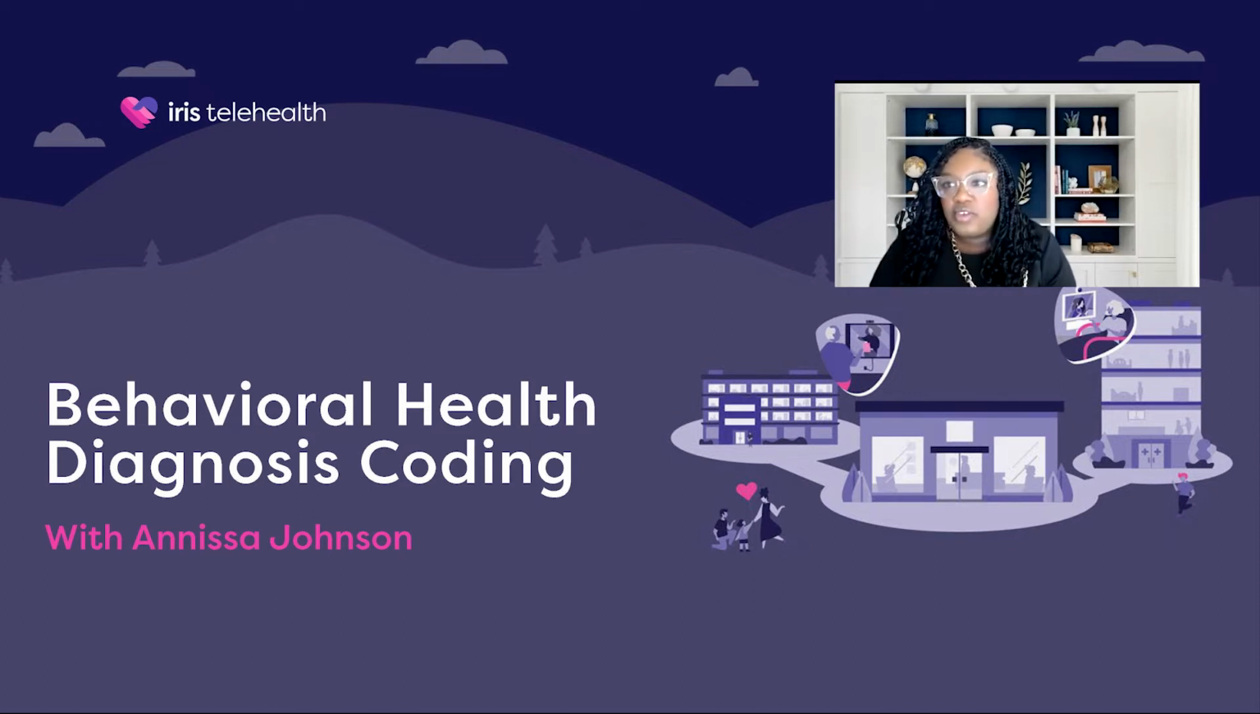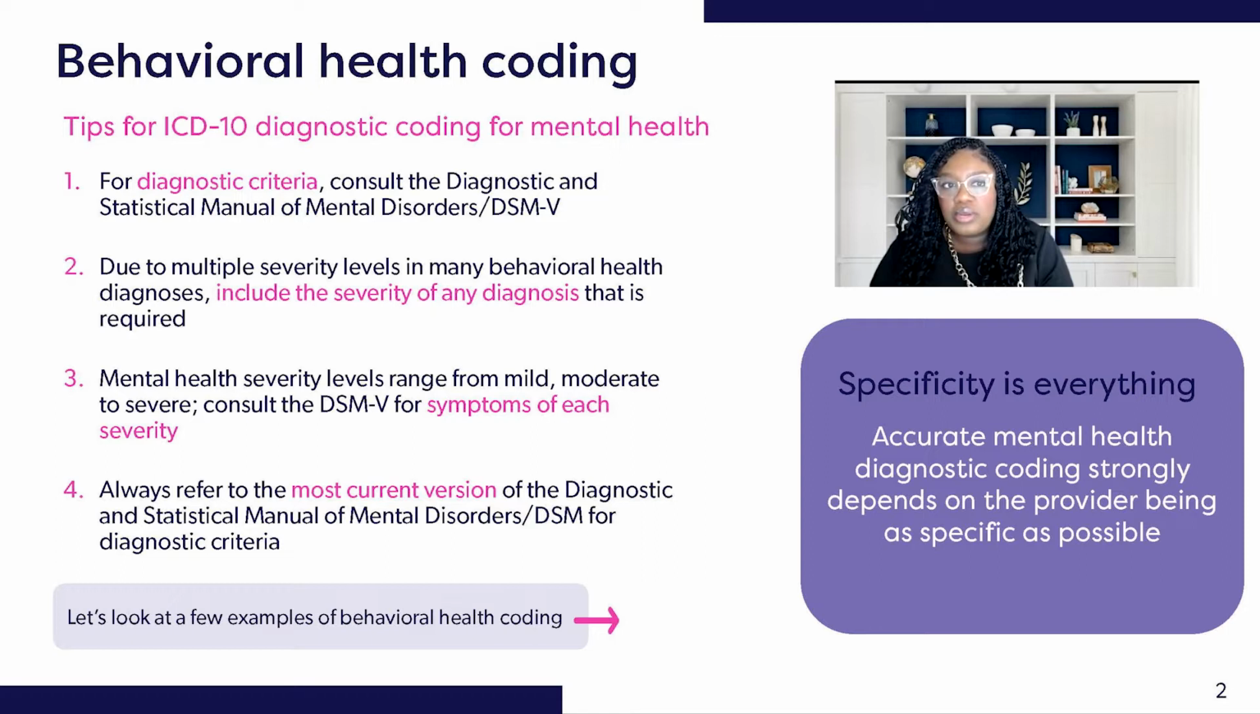Here are some tips for ICD-10 diagnostic coding for mental health codes. For diagnostic criteria, you want to make sure you're consulting the Diagnostic and Statistical Manual of Mental Disorders, also known as the DSM. Right now, they're on version 5. Again, they outline the diagnostic criteria for any mental health diagnosis, substance abuse diagnosis. It's all in there, and it's very clear what the parameters are in order to diagnose a patient with those specific mental health conditions.